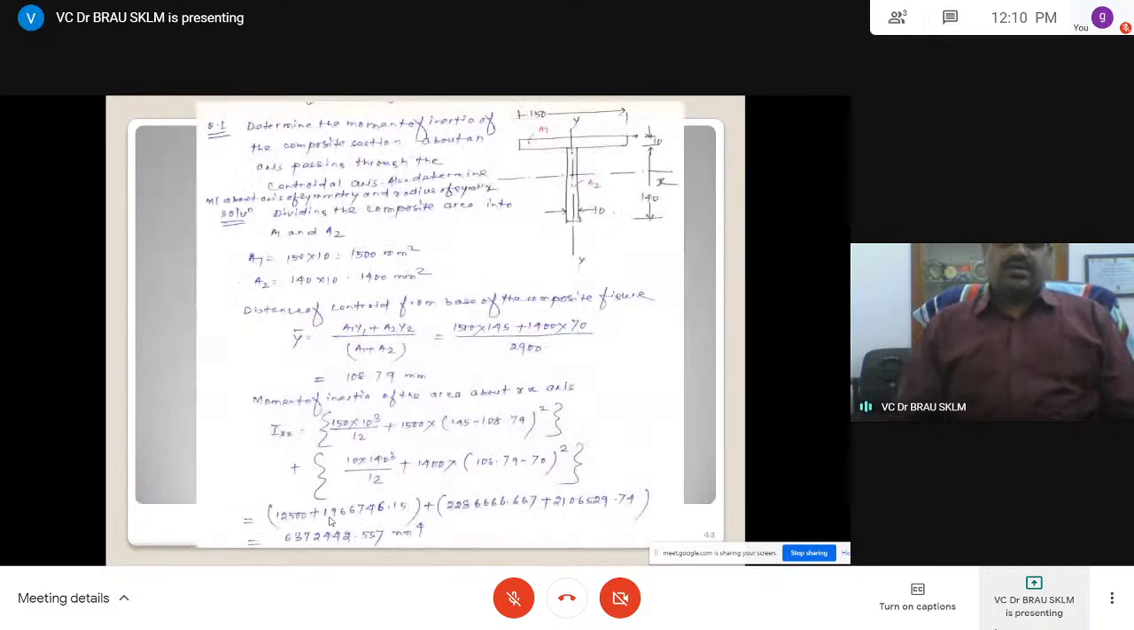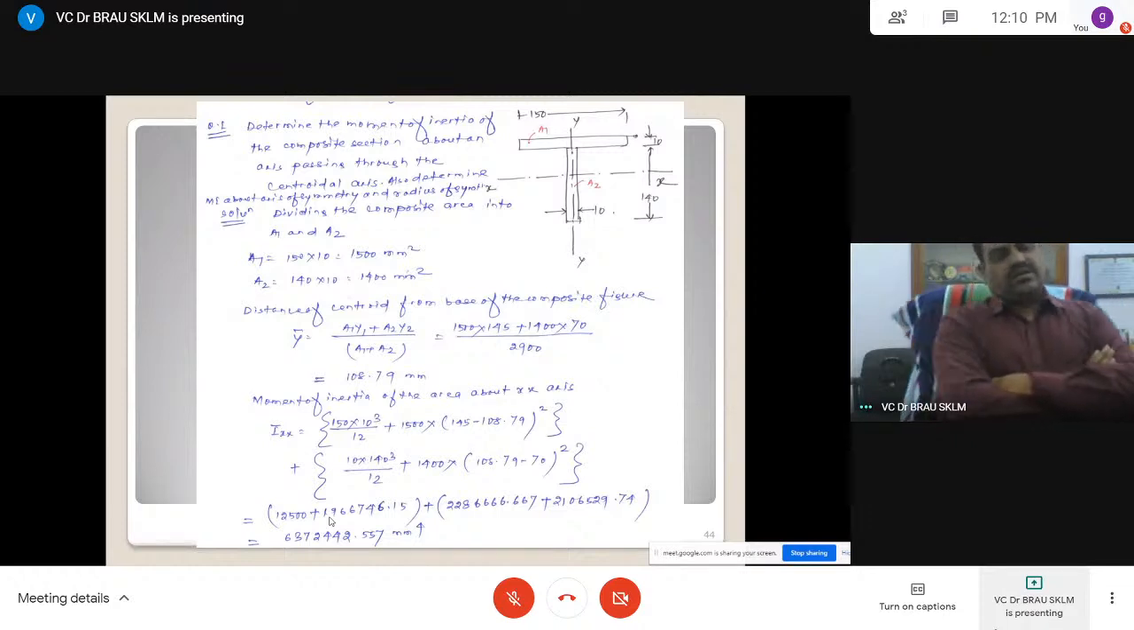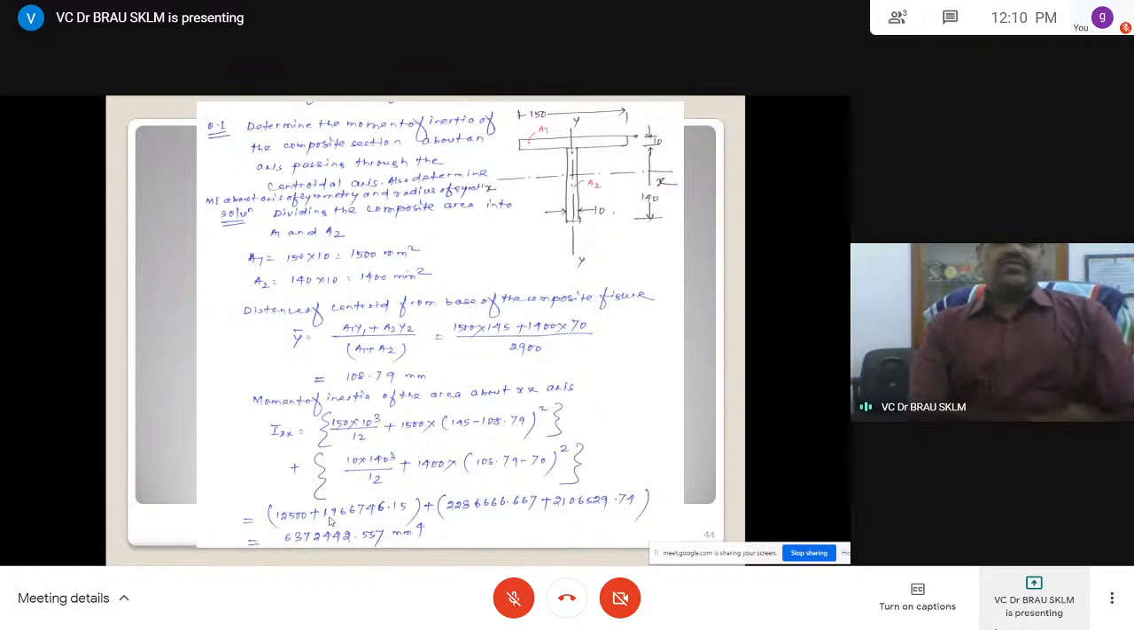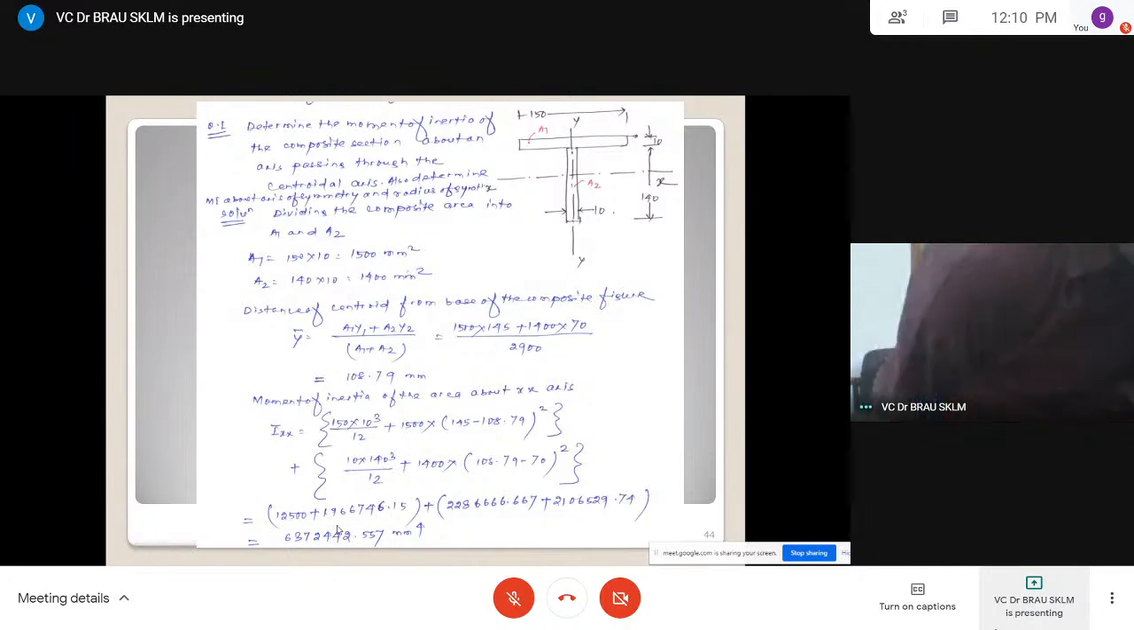Now let us start with the composite section. This is the last part of today's presentation. For centroids, we considered laminas separately: triangle, rectangle, square, semicircle, circle, etc. Similarly, for moment of inertia we also consider the laminas. Now let us see the composite section. Earlier, for the centroid, we considered the composite section. Now, how do we determine the moment of inertia of a composite section about the axis passing through the centroidal axis?